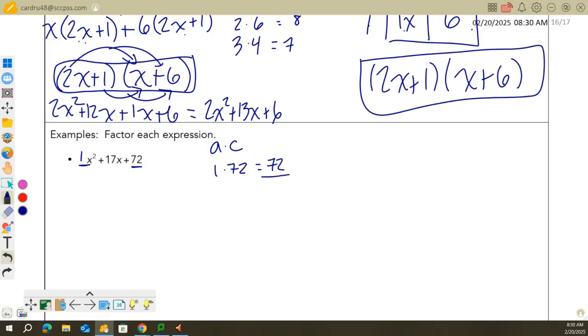You can look at your list, but eventually you're going to have to get to the point where you can do these on your own. You're not going to have this list on your quiz. So to multiply to 72, I can do 1 times 72. I can do 2 times 36.